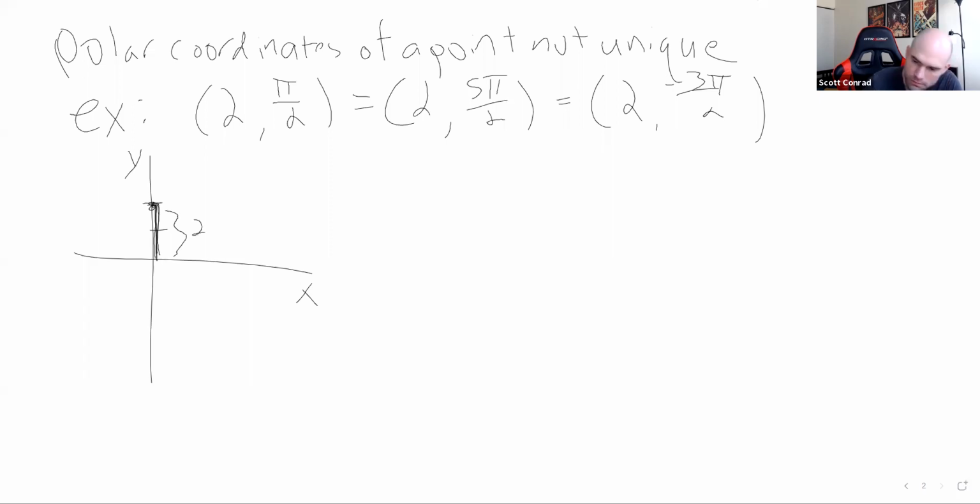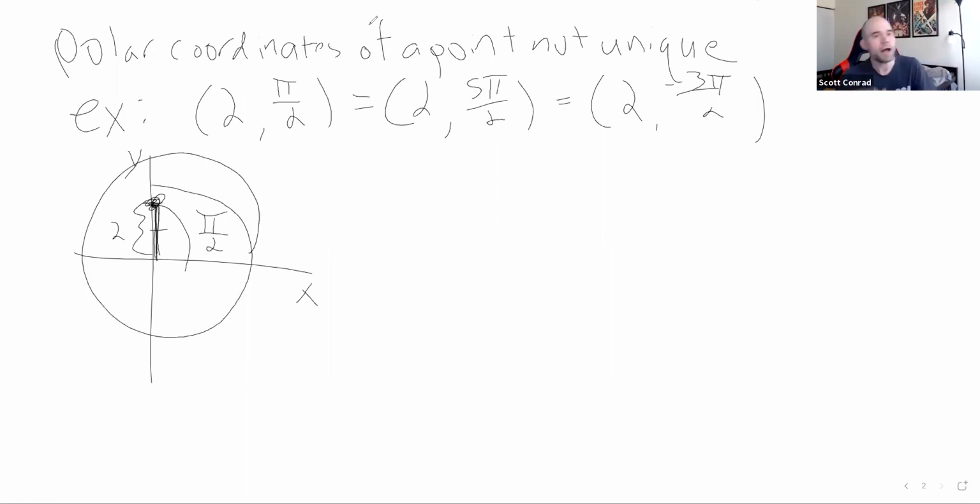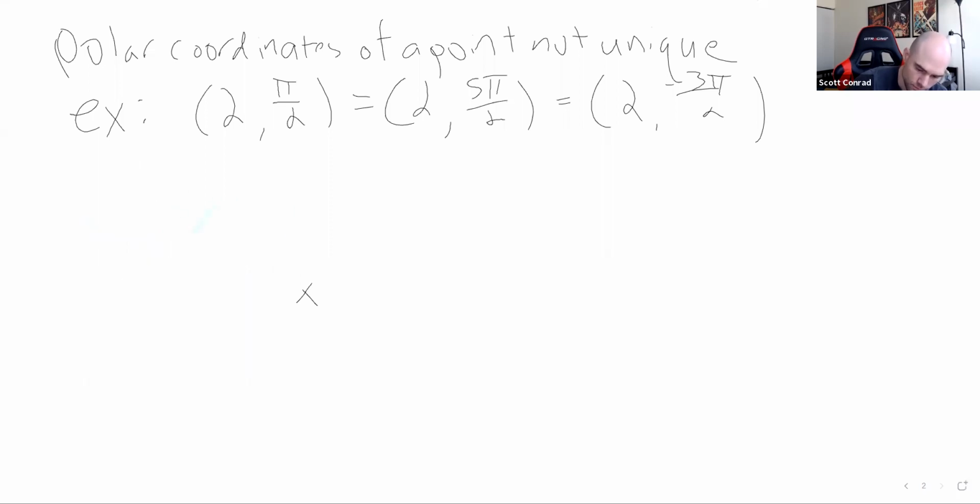So this distance is 2 of our point. And the angle made with the positive x-axis is pi over 2, but you can always go around by pi or et cetera. You can always add 2 pi to the angle, and you're describing the same point. Not super important, but we'll come on.